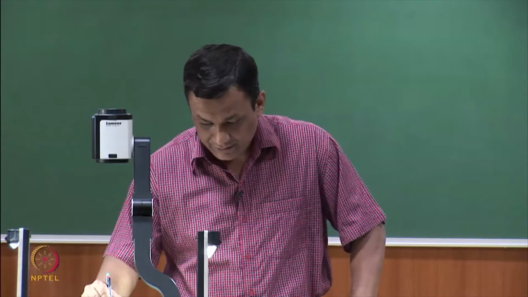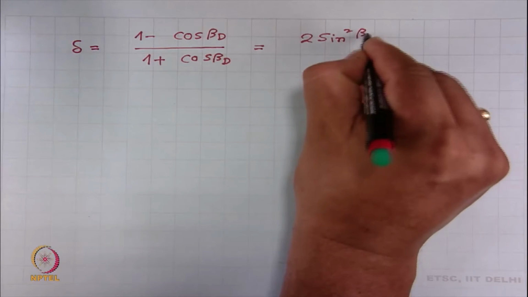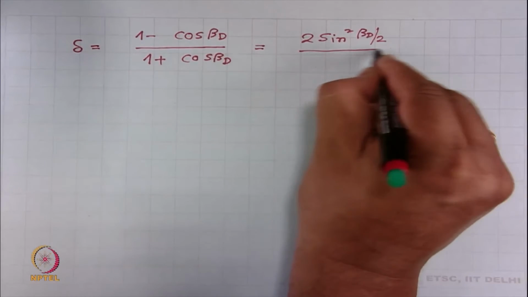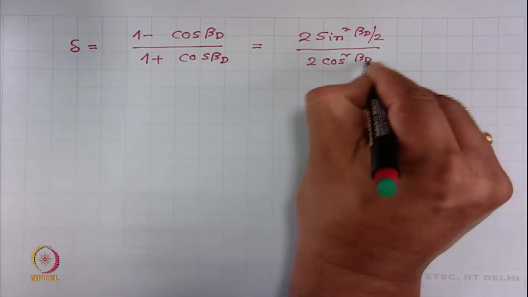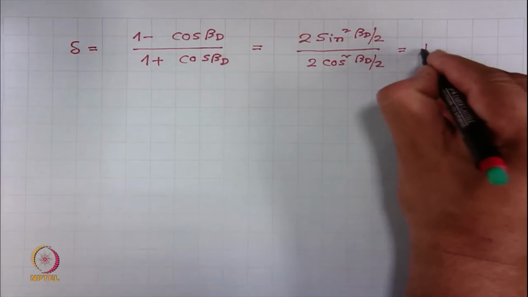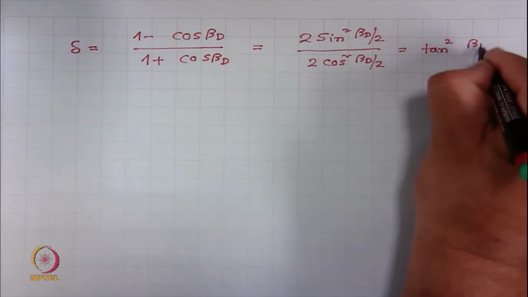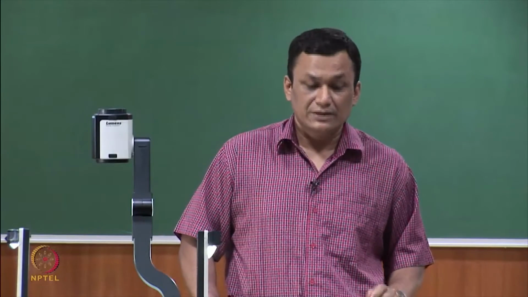What is 1 minus cos beta d? 2 sin square beta d by 2. What is 1 plus cos beta d? 2 cos square beta d by 2. So, tan square beta d by 2. Very nice expression, tan square beta d by 2. So, this is the expression for yarn retraction.